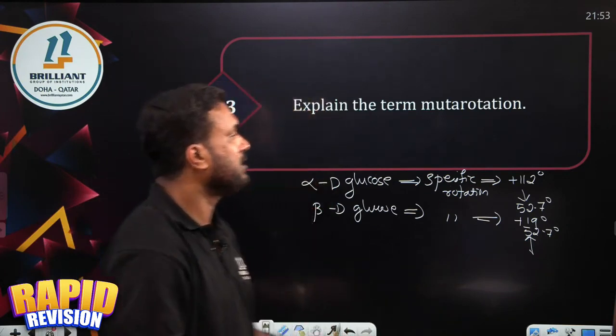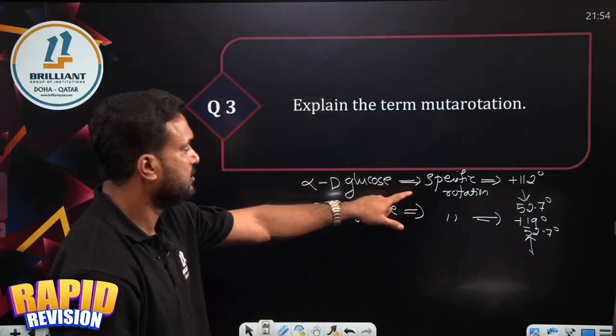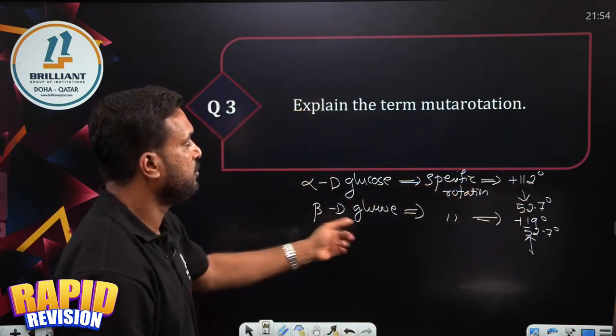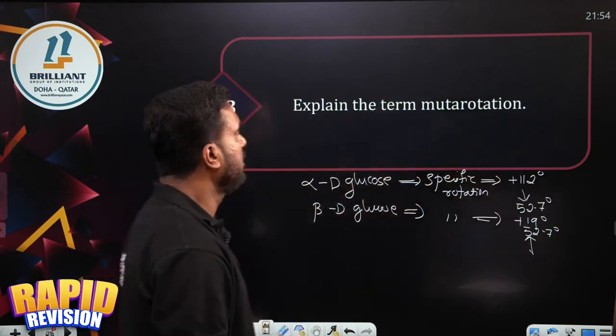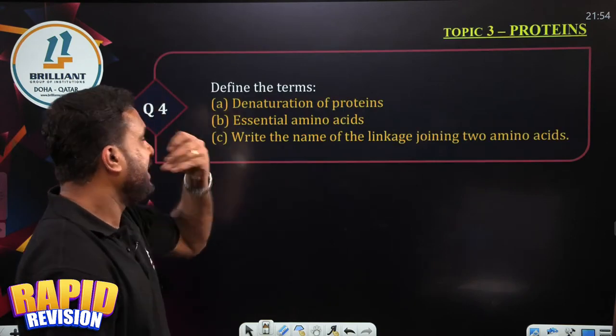Mutarotation is part of the syllabus. Mutarotation means alpha D glucose, it's there in the reader, you can read. Specific rotation 112 comes to 52.7, and for beta D glucose it increases from 19 to 52.7. That is called mutarotation. Define the term denaturation of protein.